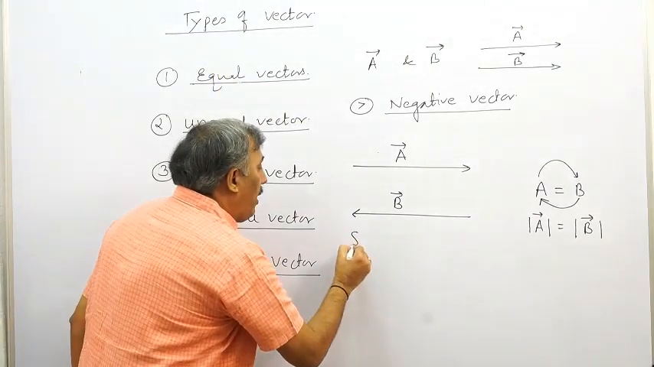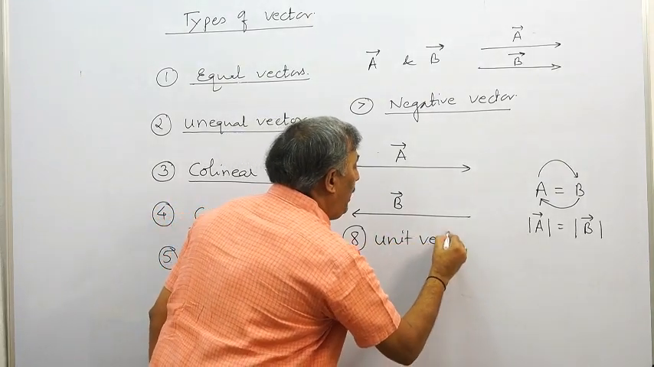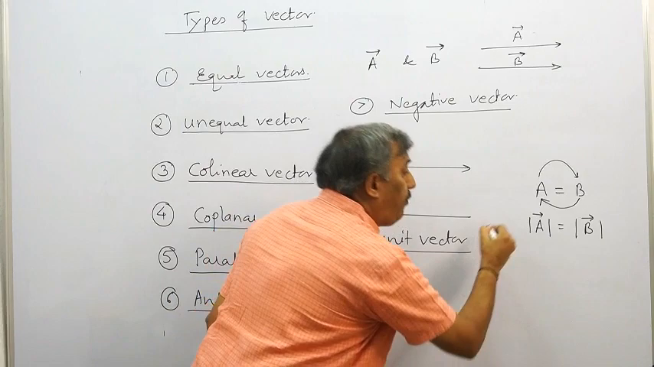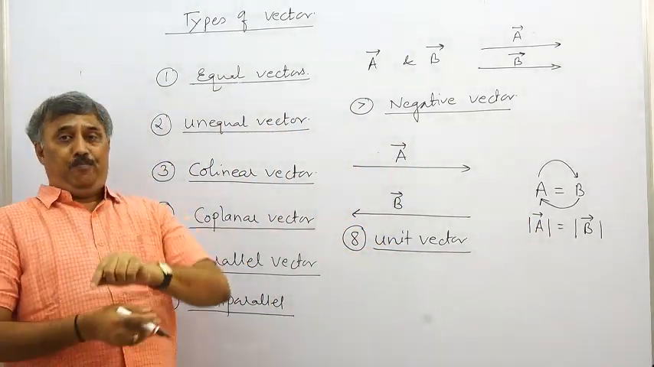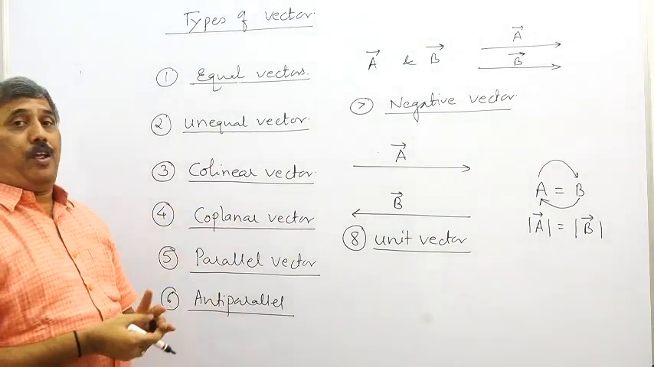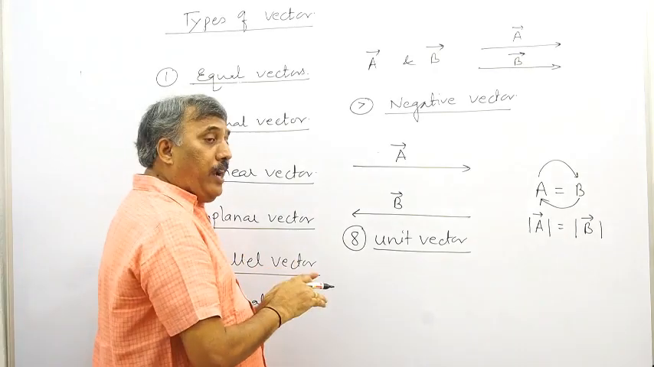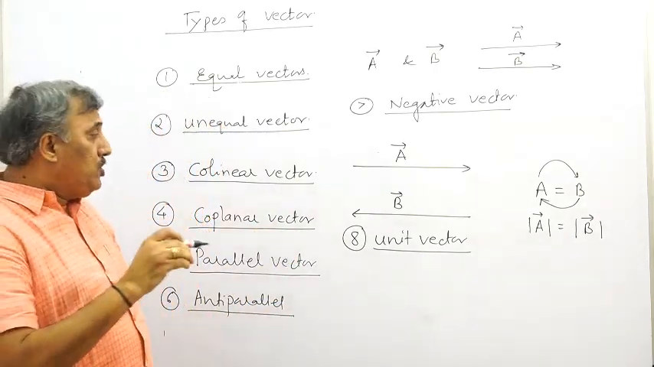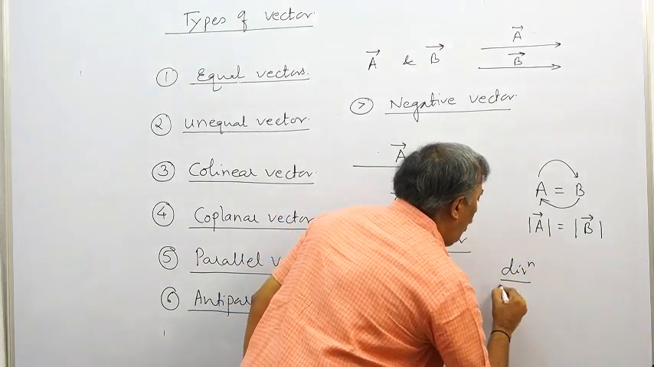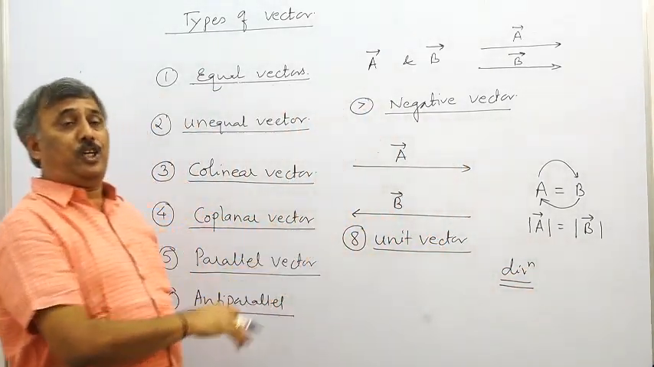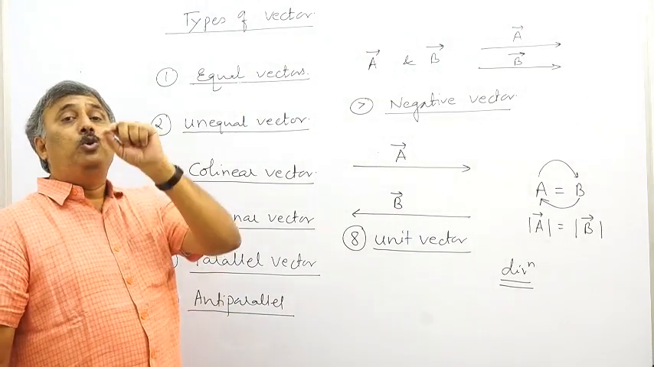And the last one is the unit vector. Now look here, what is the meaning of a unit vector? A vector whose magnitude is 1. I repeat, a unit vector is a vector whose magnitude is 1, and such a vector simply gives direction. It is only used to represent direction. A vector with magnitude 1 is known as a unit vector.